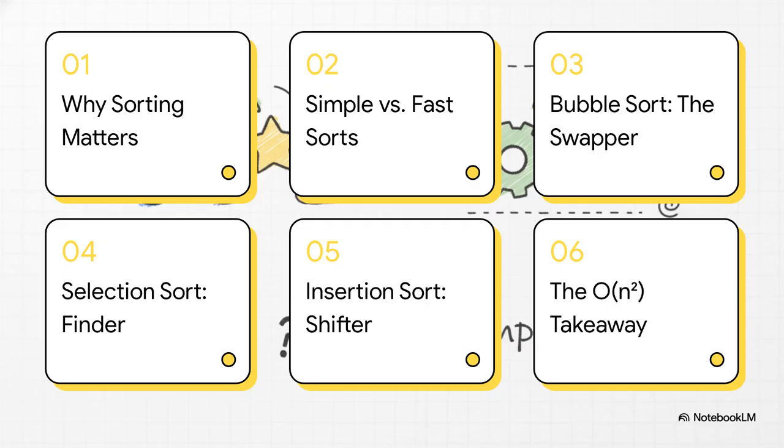So here's our game plan for this explainer. First, we'll talk about why you should even care about sorting in the first place. Then we'll look at the two big families of sorting algorithms. After that, we're going to get our hands dirty with three classic simple sorts: bubble, selection, and insertion. And finally, we'll wrap it all up with the single most important lesson they all teach us.